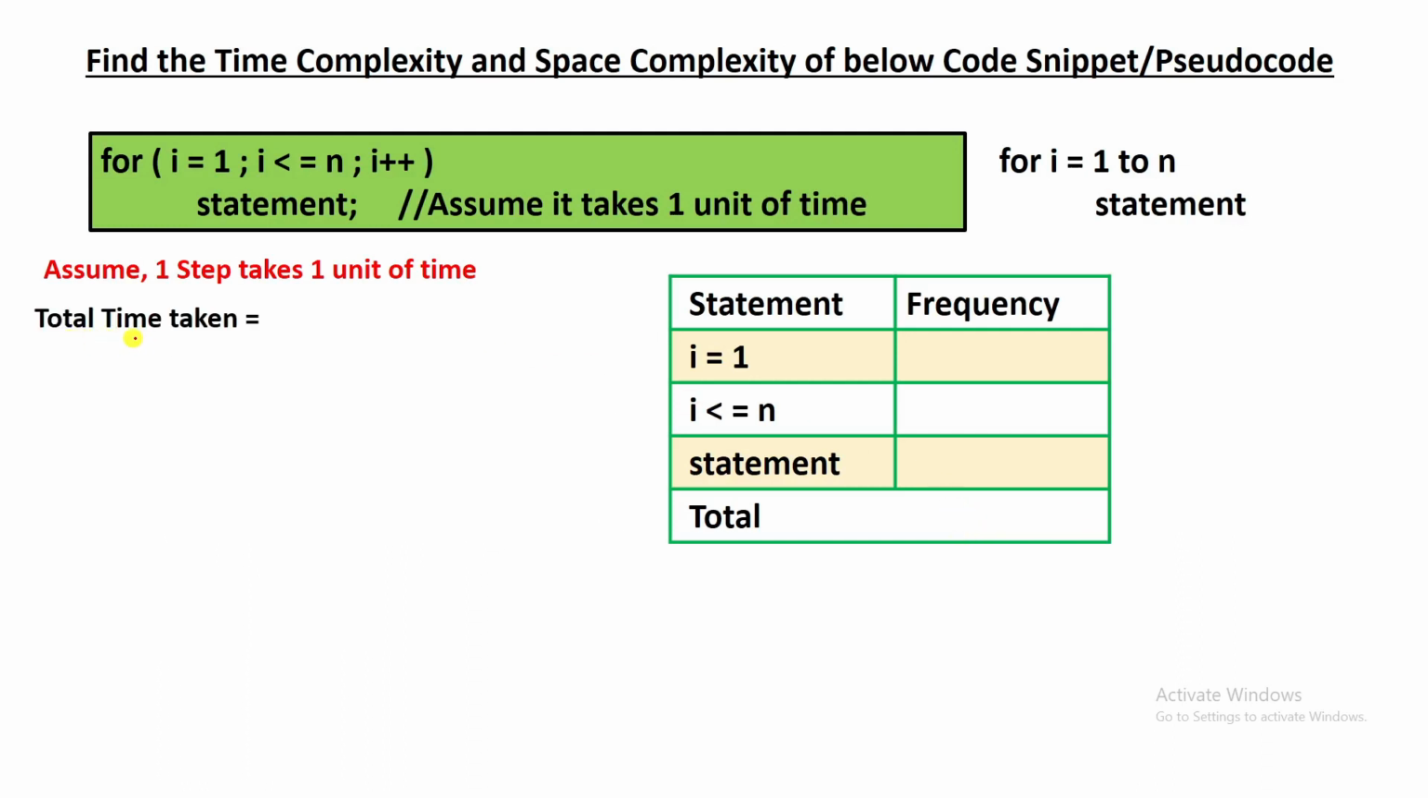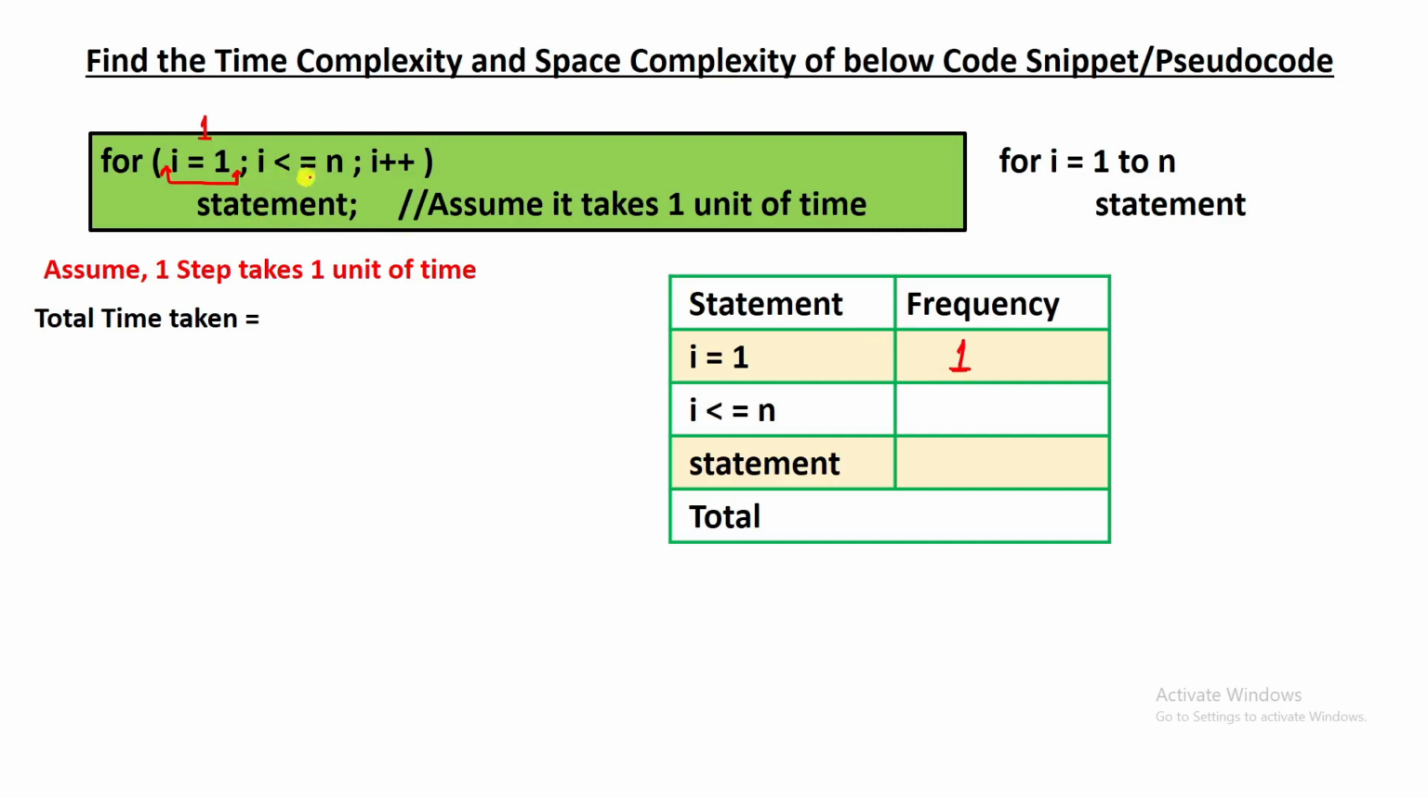Let's find the total time taken by all these statements. Let's find the frequency first. Here in the for loop, how many times will each statement be executed? The initialization will be done only once, so the frequency of this operation will be 1.